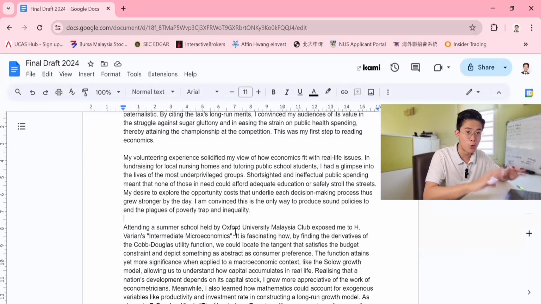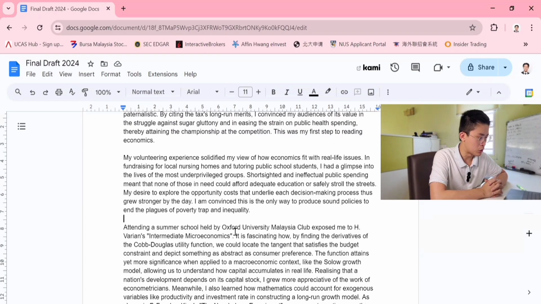Then I move on to the second paragraph, which touches more on my motive of why I want to apply for an economics course. So I talk about my experience fundraising for local nursery homes and tutoring public school students, which inspired me to want to contribute to my community further.